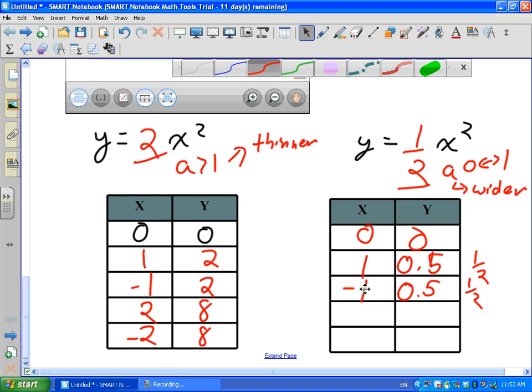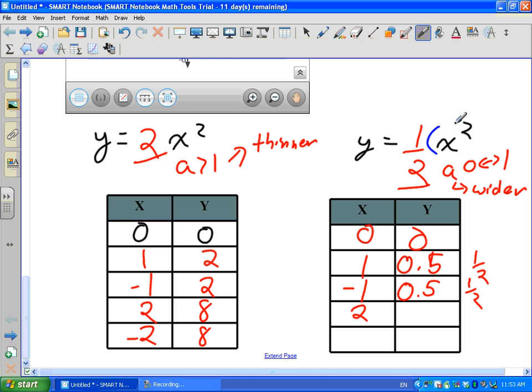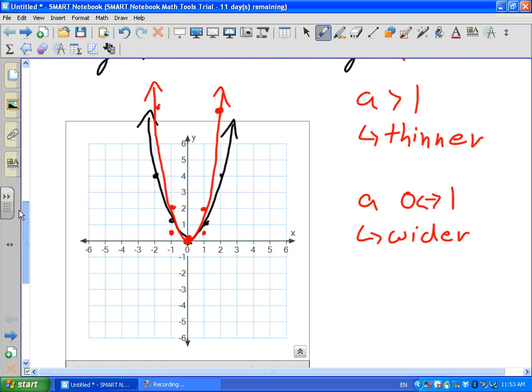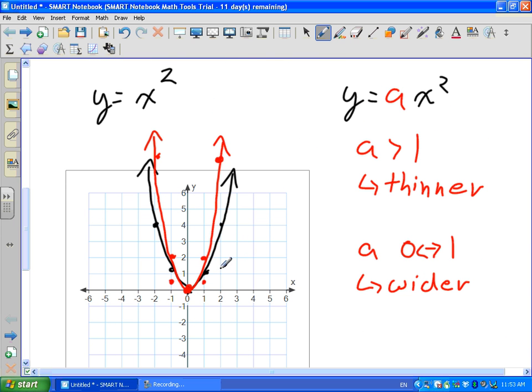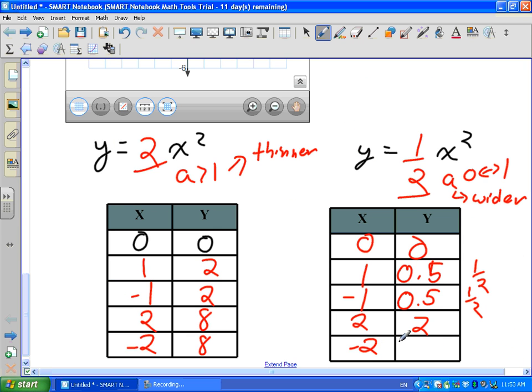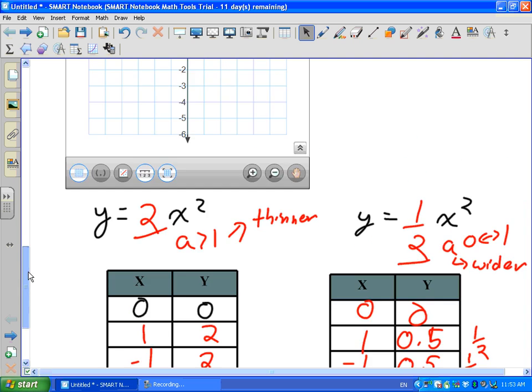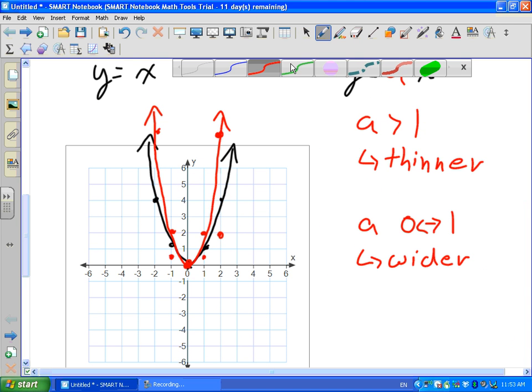If x is 2, I put 2 in for my x. What is 2 squared? Times a half. 2. So I go over 2, up 2. Same idea with negative 2 from our pattern. What's our y value going to be? 2. So I go negative 2 squared is 4. 4 times a half is 2.